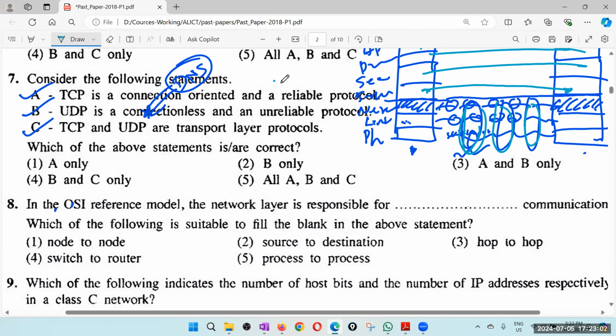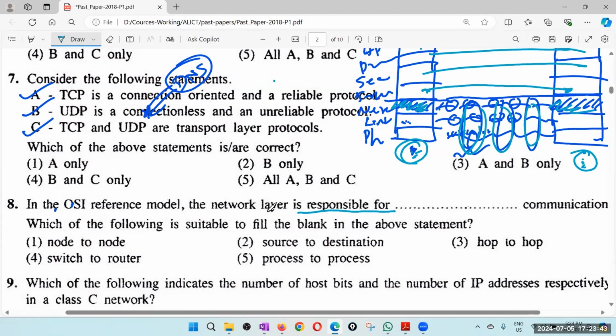Right, now let's read the answer. Anyway, this answer is a little bit debatable. I think it's a poorly worded question. In the OSI reference model, the network layer is responsible for the network layer, so that is this layer, where IP packets are communicated. Which of the following is suitable? Node to node. So node to node, source to destination. Usually source to destination is from here to here. Maybe this is your web browser client machine, your laptop or smartphone, and this is the web server machine. So that is source to destination.